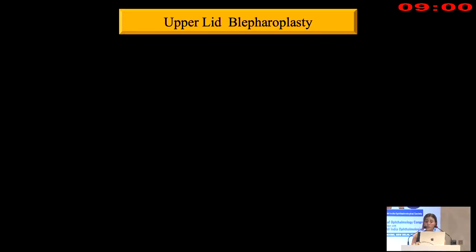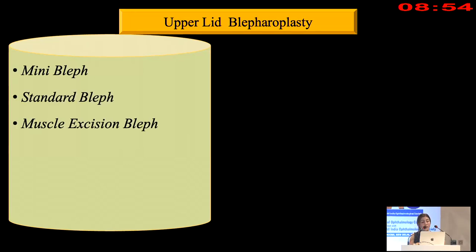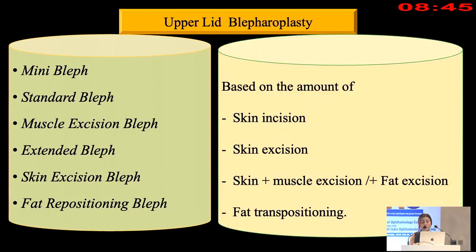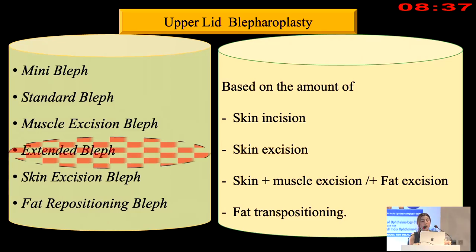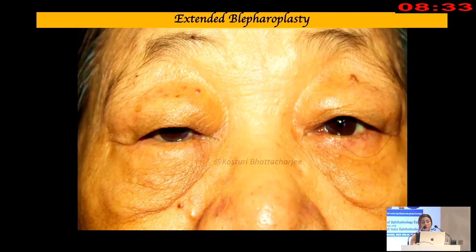When we talk about upper lid blepharoplasty, there are different types. It can be a mini blepharoplasty, mini by Dr. Ellis, then we have standard, muscle excision, extended, only skin excision blepharoplasty, and fat repositioning or transferring upper blepharoplasty. All these blepharoplasties are based on skin incision, skin excision, skin, muscle and fat excision, and fat transpositioning, and I'll be talking basically on extended blepharoplasty.